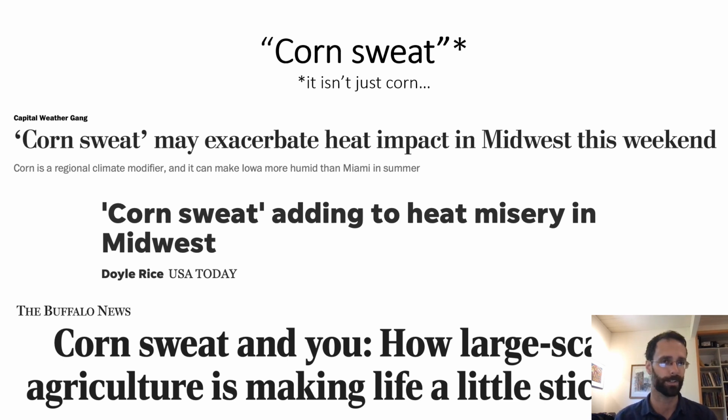I should note here, though, corn gets all the attention, right? It gets all the headlines because corn sweat is sort of a fun term to say, but corn is not the only crop with high transpiration. And more broadly, all plants are transpiring, right? And all of the plants that transpire are shaping our weather.